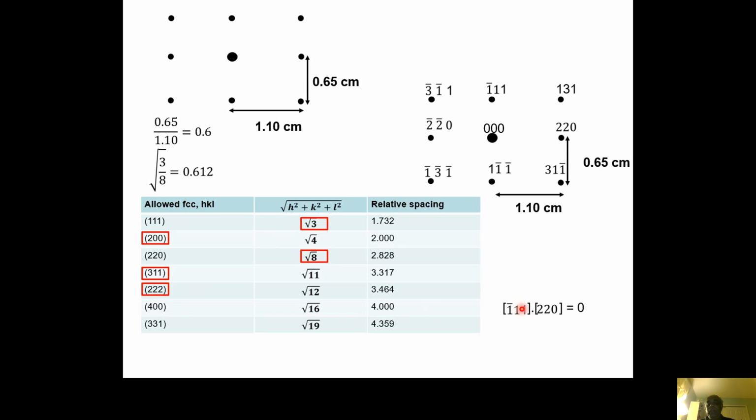So then I can easily find, so this is my 0, 0, 0. Then the other one is 2, 2, 0, right? So if you multiply, you get 0. Then this will be minus 2, minus 2, 0. This is minus 1, 1.